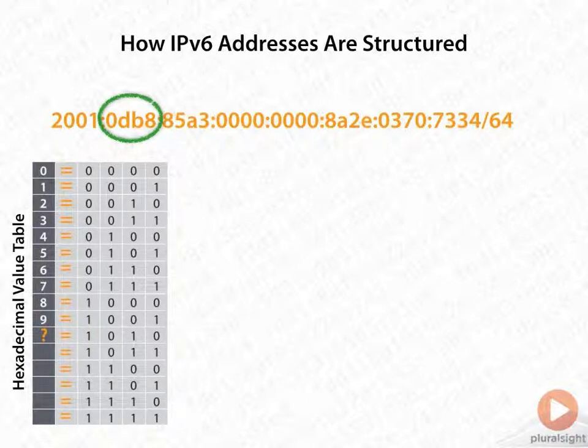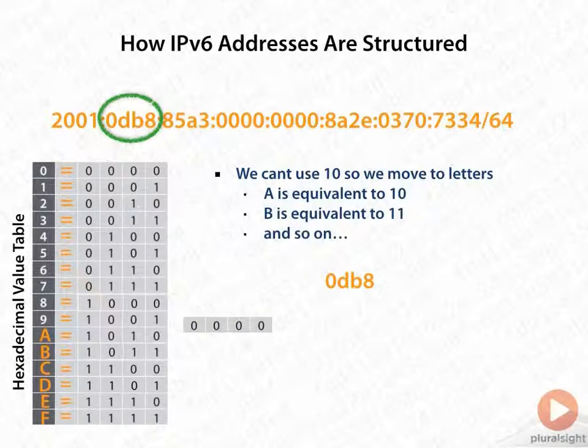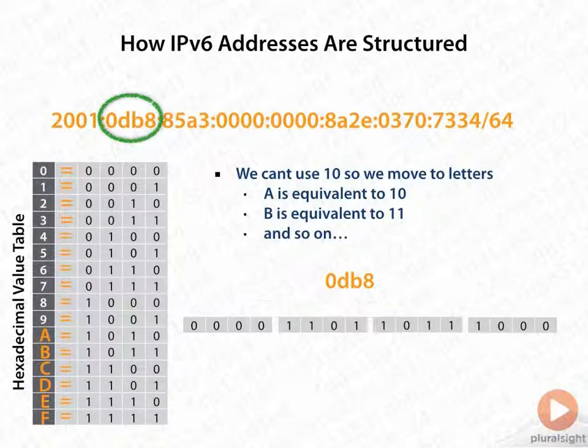So what would be the representation of the binary value 10? Well, in hexadecimal, like I said, we can't use 10, so A would be the equivalent to 10, and then B would be the equivalent to 11, C would be the equivalent to 12, and so on. So 0db8, we would take all zeros for that first portion. 1101 would be D. 1011 would be the B. And 1000 would be 8. And that's how we represent those 16 bits in binary.